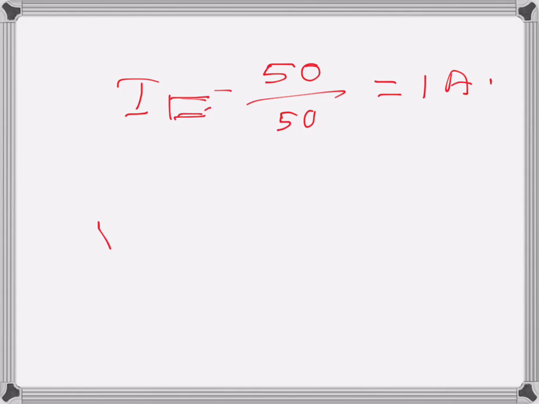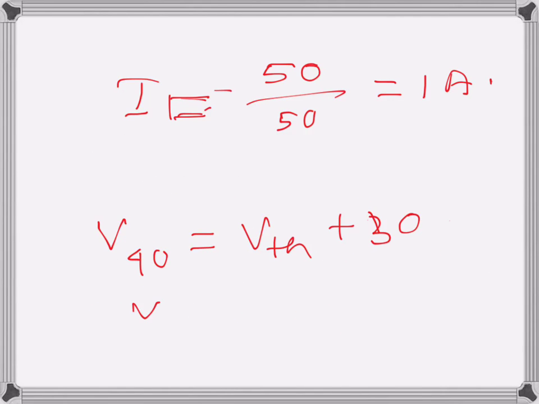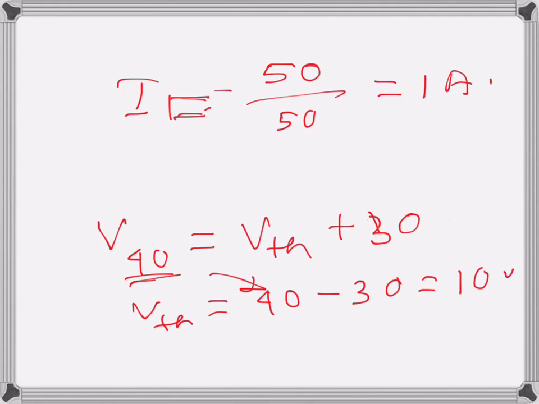So V40, let's call it, is equal to V Thevenin plus 30 volts. That's what it has to be, because this is the same branch. This one plus this one will be 40. So V Thevenin will become 40 minus 30, that is 10 volts. By V40 I just meant the 40 ohms resistance, but since the current is 1, this is also 40 volts. So that equals 10 volts. V Thevenin is 10 volts.